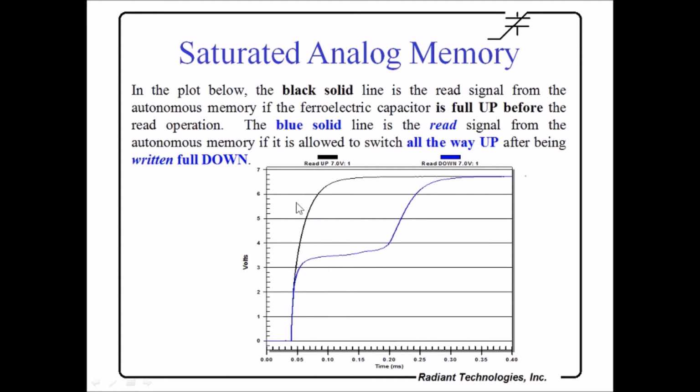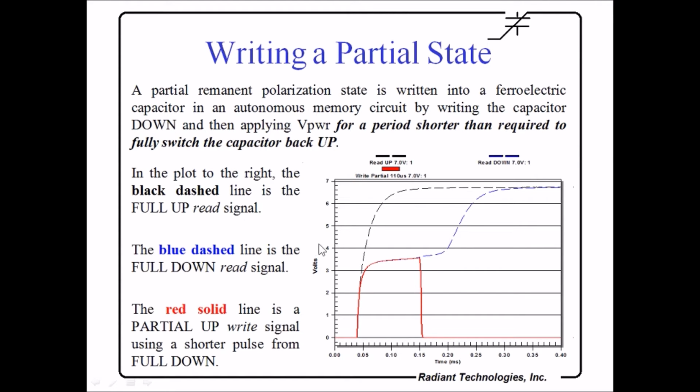The black curve is starting from the full up condition. The blue curve is starting from the full down. Now what happens if I don't write the capacitor long enough to saturate? If I'm starting from the full down position and only write for this long, it's going to follow this path and stop. Now this shelf is the remnant polarization, so the capacitor is going to stay at that position.